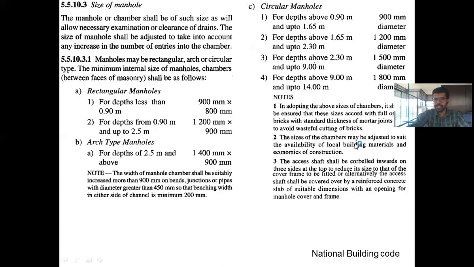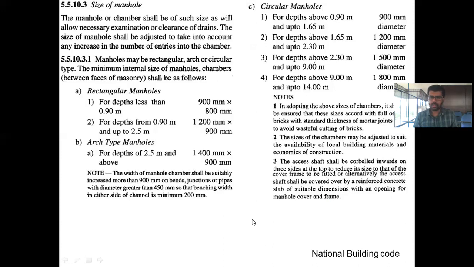The sizes of the chambers may be adjusted to suit the availability of local building materials and economics of the construction. The access shaft shall be corbelled inwards on 3 sides at the top to reduce its size to that of the cover frame to be fitted, or alternatively the access shaft shall be covered over by a reinforced concrete slab of suitable dimensions with an opening for manhole cover and frame. So there is an access shaft, so the person can come inside.